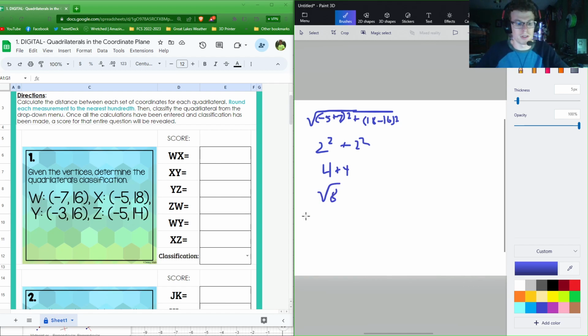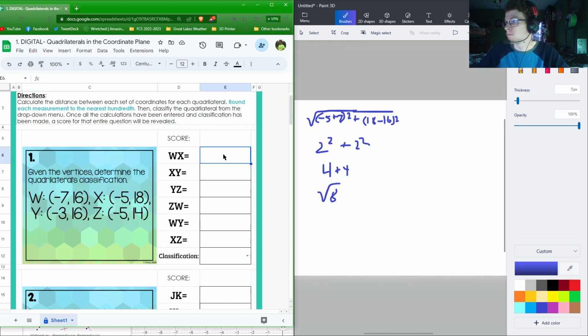Okay, so let's pull up a calculator. What is the square root of 8? Square root of 8 is 2.82. So let's try it. 2.82. There's 2.82.